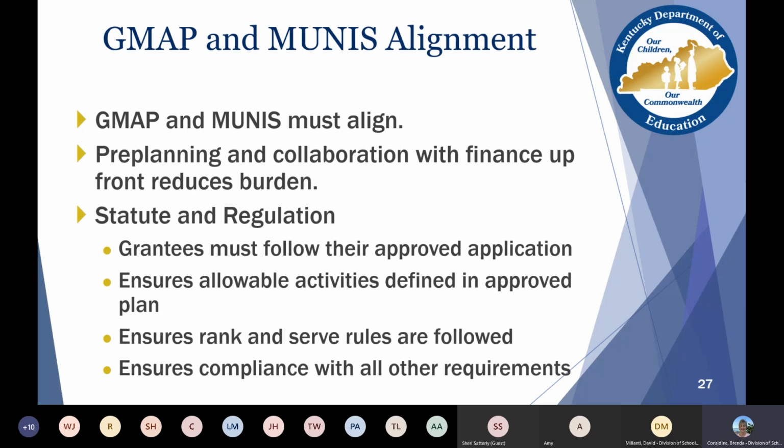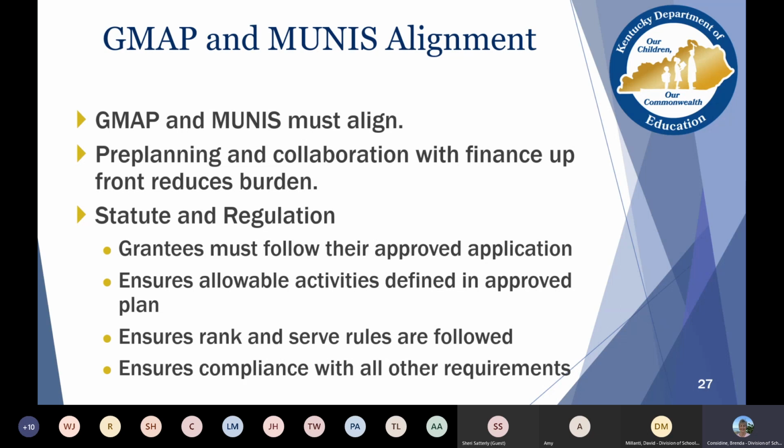And so once you develop that application, Munis must mirror it, because there is statute and regulation that says we must do so. So once you get your application approved by your consultant, you have to follow that application. What you say you're going to do in that application needs to occur throughout the year. You need to make sure that the activities that you've put in your application are allowable. So they need to follow that allowability. And I'm sure we're going to talk about that a little bit more.